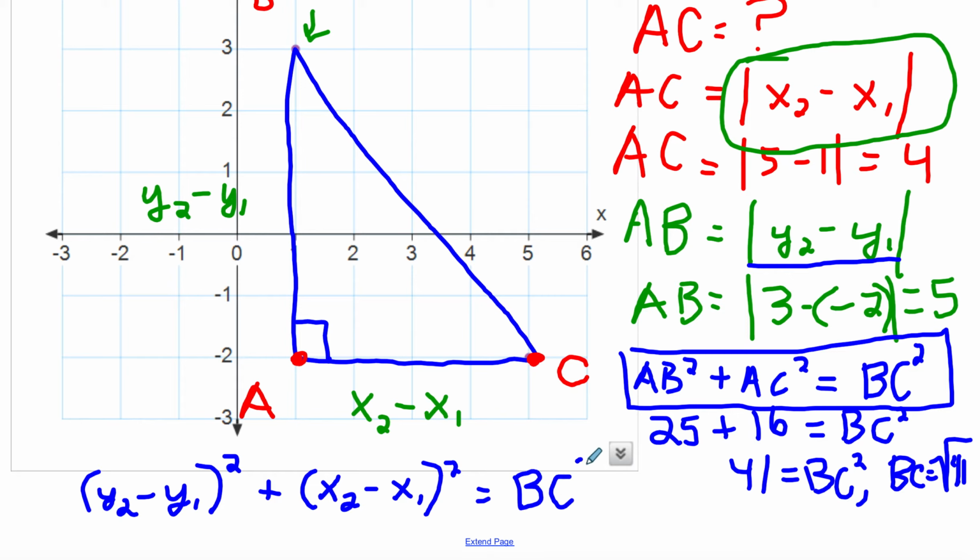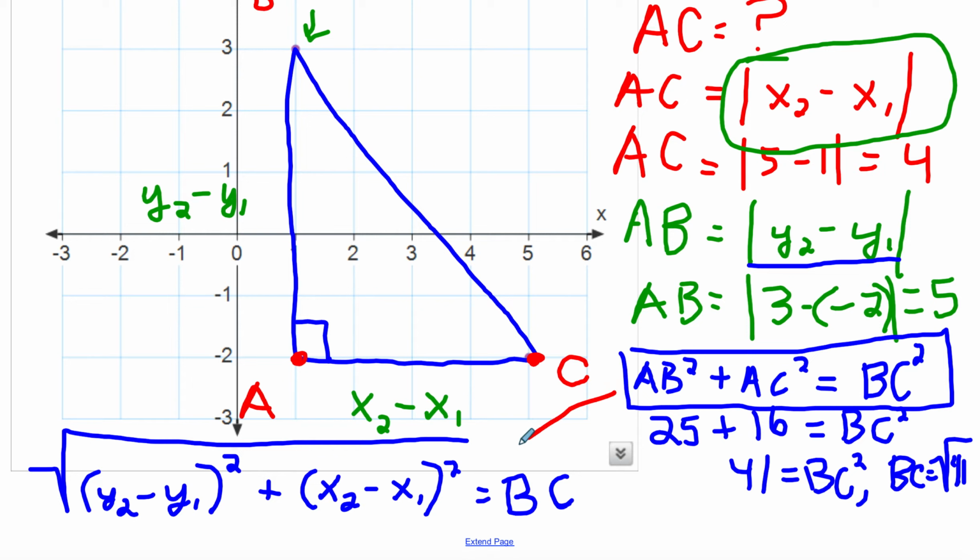And guess what? If I take the square root of both sides, and take this square root and this square root, what do I get? I get the distance formula, right? Over here, this would just become BC. And over here, I would get the distance formula. So you can see, hopefully, what I hope this showed you is that this formula, which is the distance formula, is actually just another way of rewriting the Pythagorean theorem.